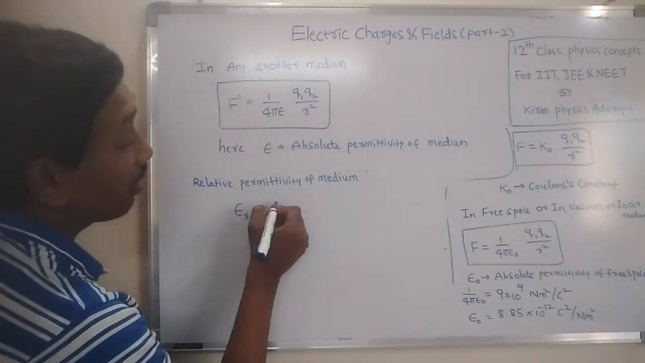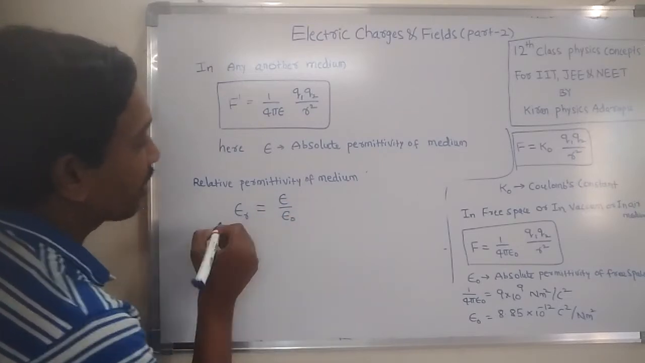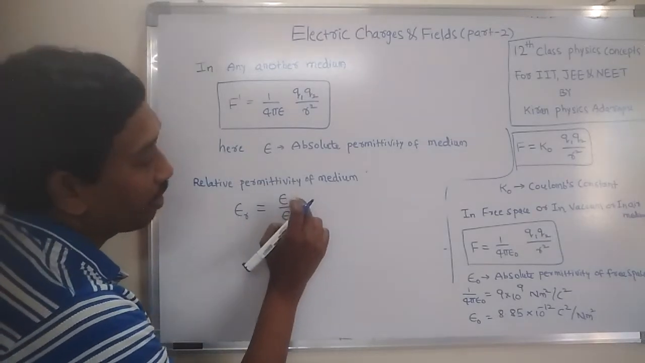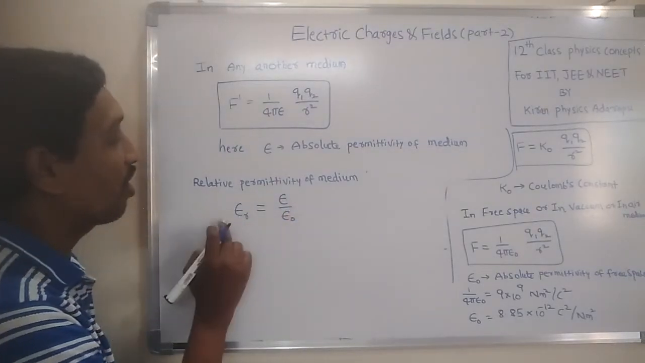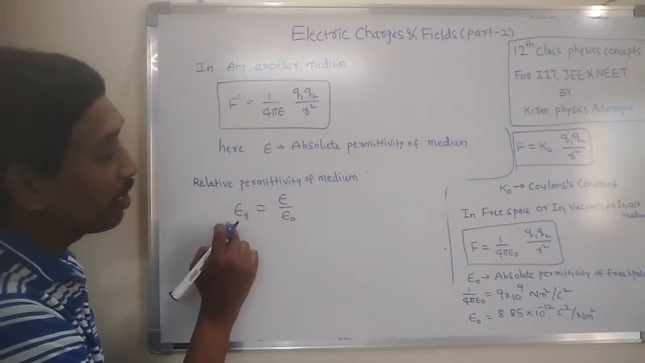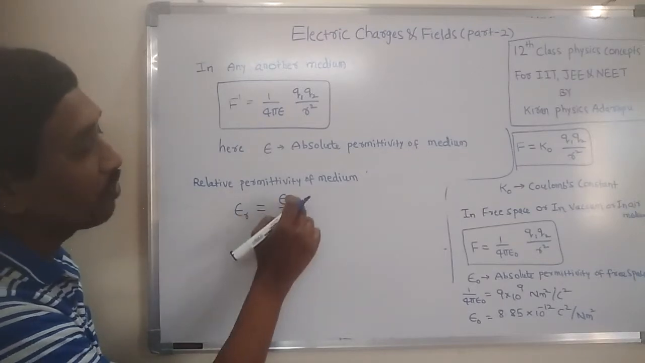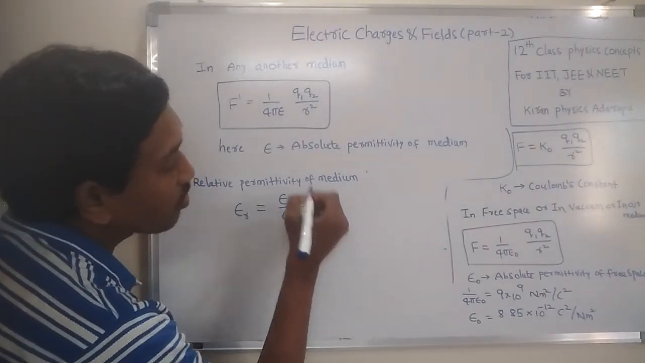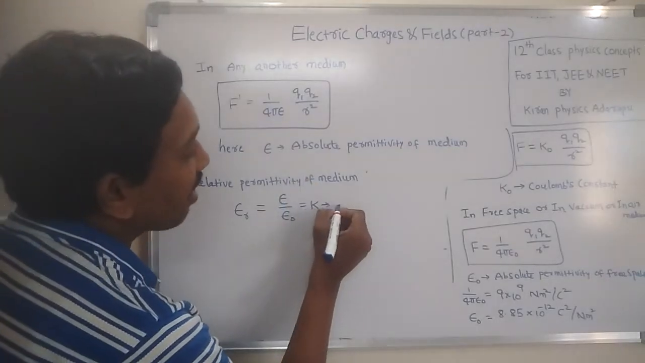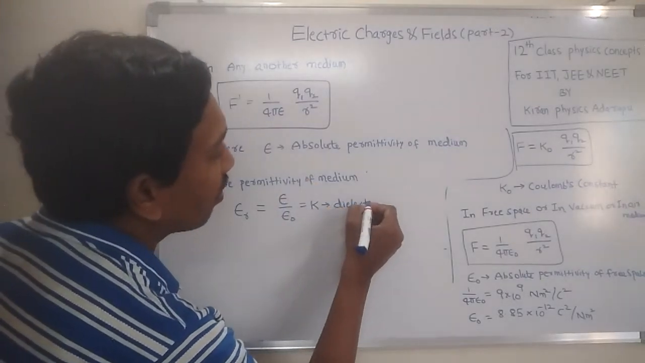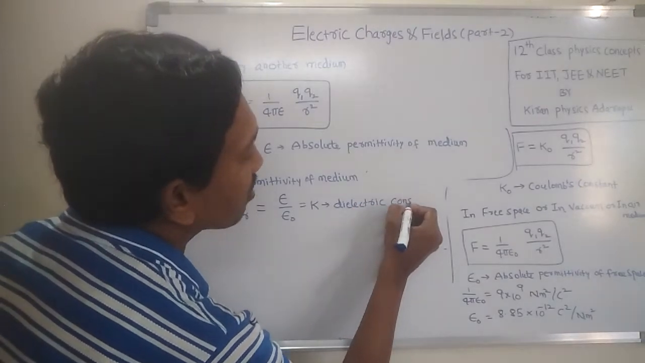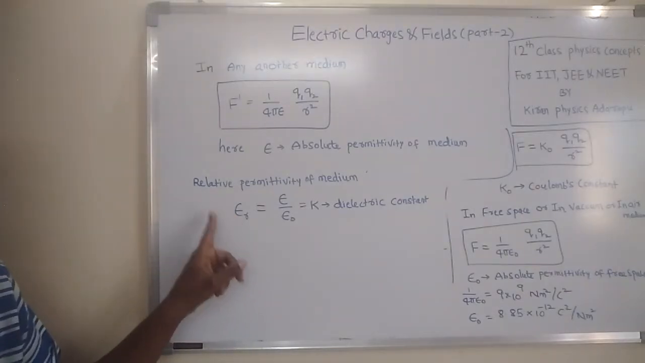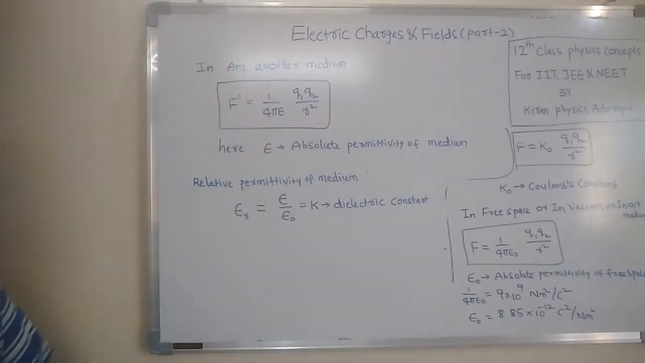This relative permittivity means what? Simple expression: epsilon by epsilon naught. That means the ratio of the permittivity of that medium to the permittivity of free space is called relative permittivity. It is also known as, and indicated by, K, the dielectric constant. That means relative permittivity is a known value, always similar to the dielectric constant. Dielectric constant is a known value.